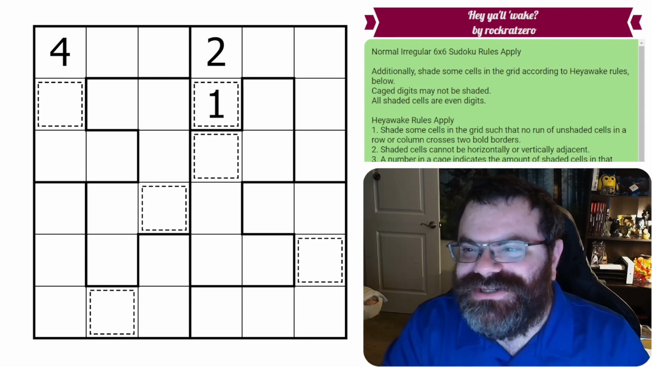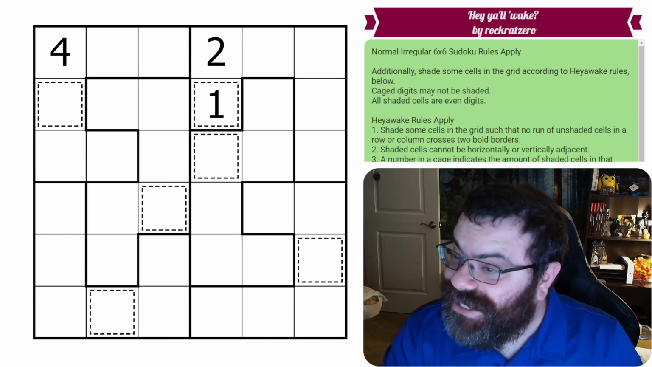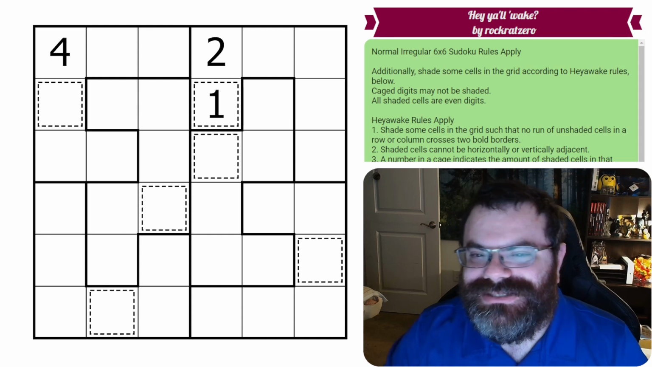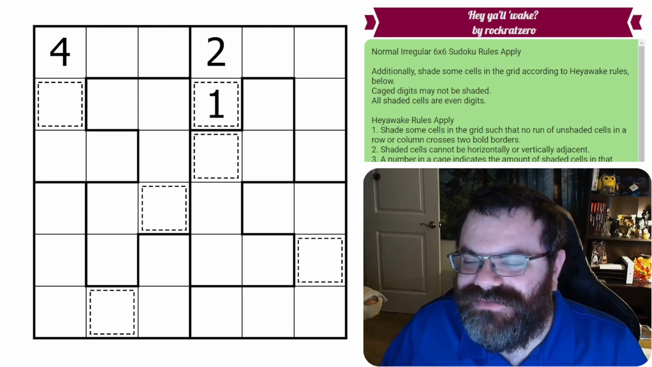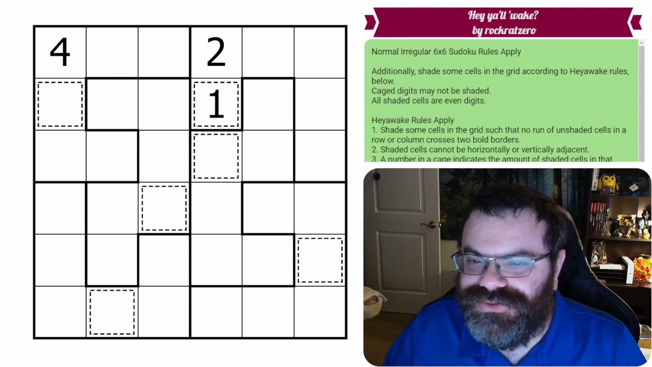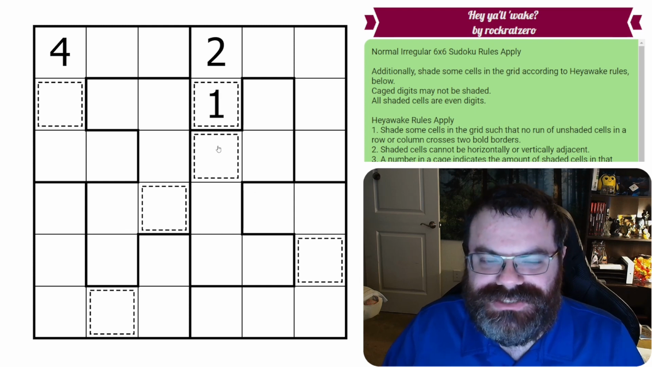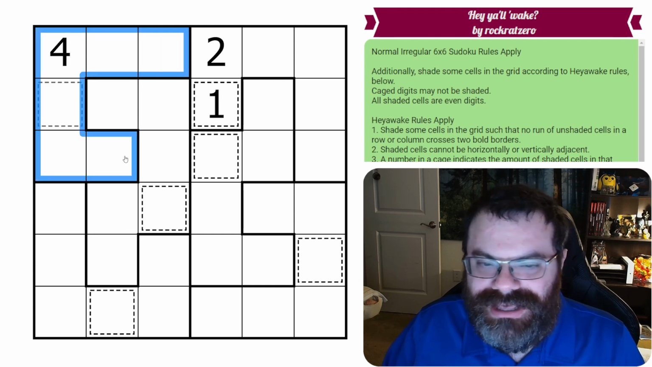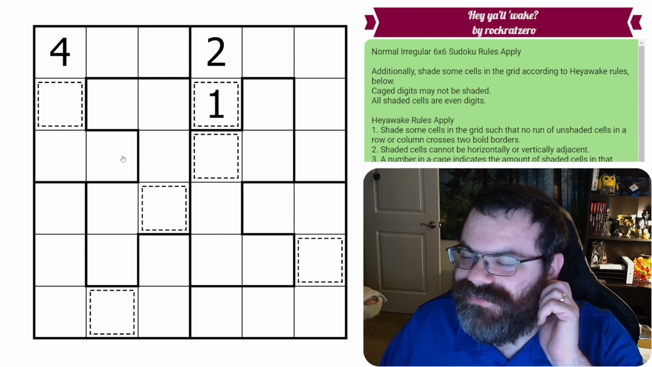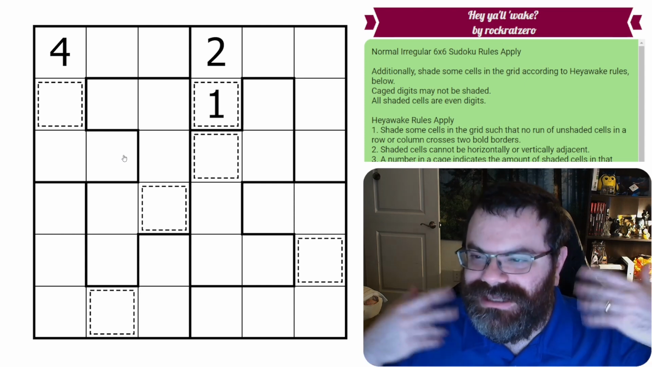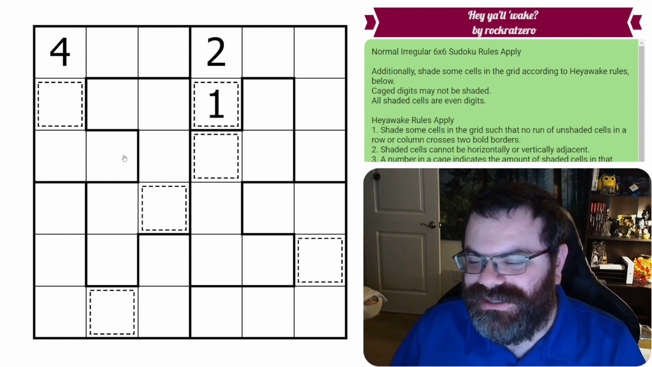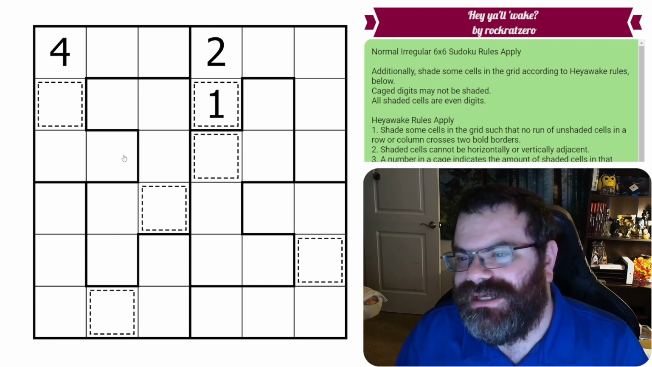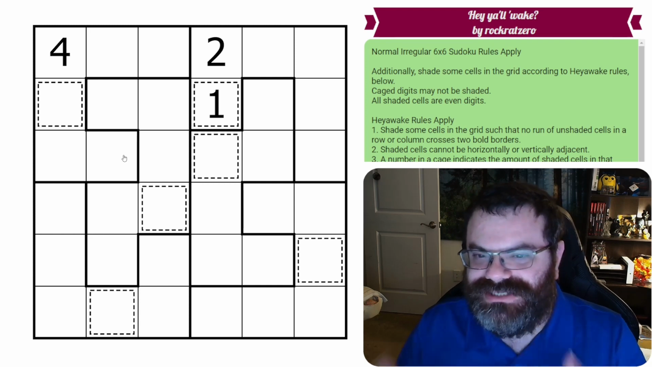Hello, let's continue our Sudoku adventure with Hayawake by rockratzero. So this is a combination of Hayawake and Sudoku. So it is still a Sudoku, a 6x6 Sudoku with irregular regions. And in addition to that, Rockrat has incorporated the standard Hayawake rule set into this, which intermixes with the Sudoku.